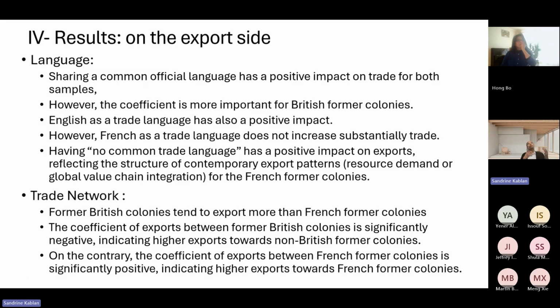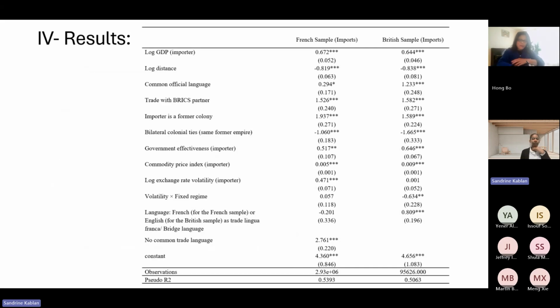Again, to explain the difference between British former colonies and French former colonies, we have this persistency of the colonial rule, the restrictive colonial rule, in the sense that French former colonies tend to stay in the French networked trade, and the British former colonies, on the contrary, tend to diversify their trade partners more. This is why we have these results.